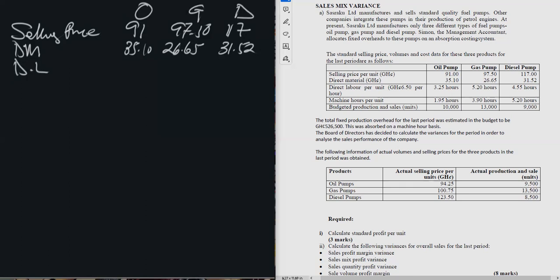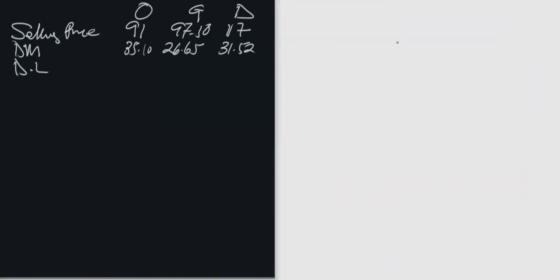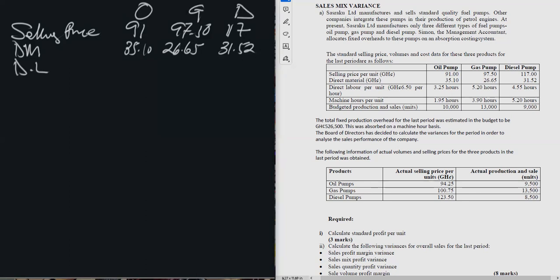Now we need direct labor, but direct labor has been given per hour and the number of hours that we have. So the same way, we can get the figures for direct labor. For O, it says we are paying 6.5, and we are using 3.25 hours. When we take gas pump, we are paid 6.5, but we are working 5.2 hours, right? We can see it from here, the hours of labor. And for diesel pump, labor is paid 6.5 per hour, but they are working 4.55 hours, right?